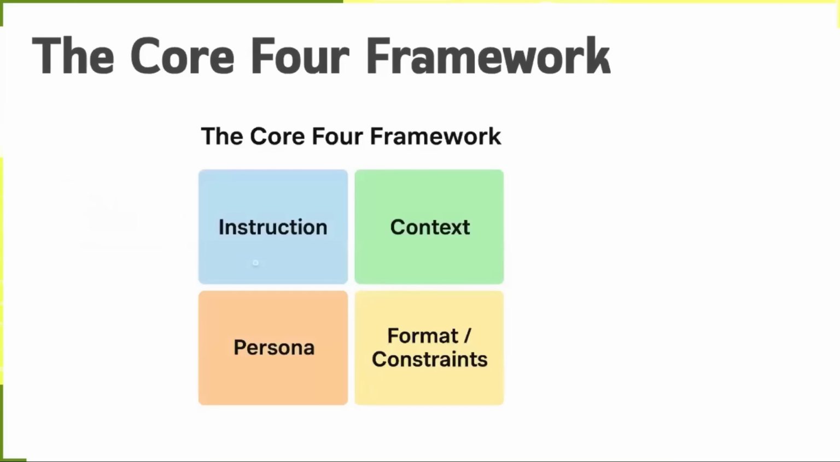To make prompt writing much easier, we will use something called the Core 4 framework. This framework gives you 4 building blocks that work together, such as instruction, context, persona, and format or constraints. These 4 parts give the model everything it needs to produce a clear, focused answer. When they are all in place, the output becomes much stronger and easier to control. In the next slide, we will break each part down one by one so you can see how it works and how to apply it in your own prompts.